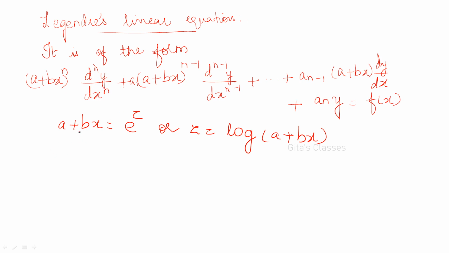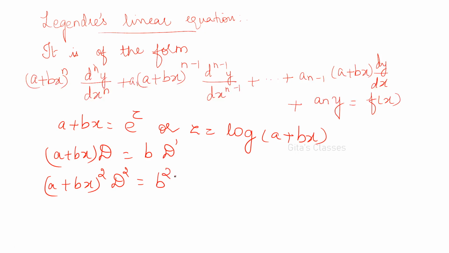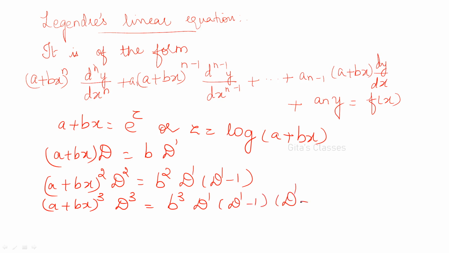Okay, so in this case again D dash is d by dz only. So here a plus bx into D will be equal to b into D dash, because here you will have one constant b also. So a plus bx the whole squared into D squared will be equal to b squared into D dash into D dash minus 1. There we did not have b, so only x, therefore D dash into D dash minus 1. Here you have the coefficient of x as b, therefore b squared. Then a plus bx the whole power 3 into D cube will be b cube into D dash into D dash minus 1 into D dash minus 2, etc.